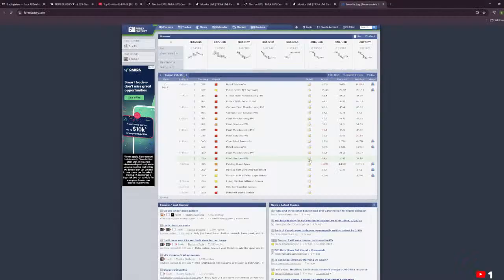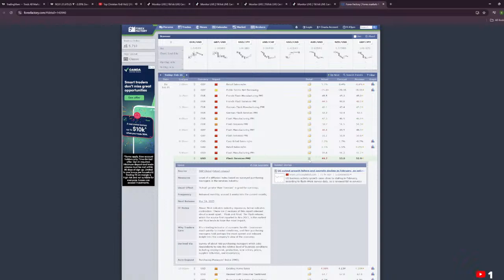What is PMI? PMI stands for... it measures the level of a diffusion index based on surveyed purchasing managers in the service industry. Usual effect: actual greater than forecast is good for currency. So if this was above 53, then Nas probably would have bought. Frequency: released monthly, around 3 weeks into the current month. Next release is March 24th.